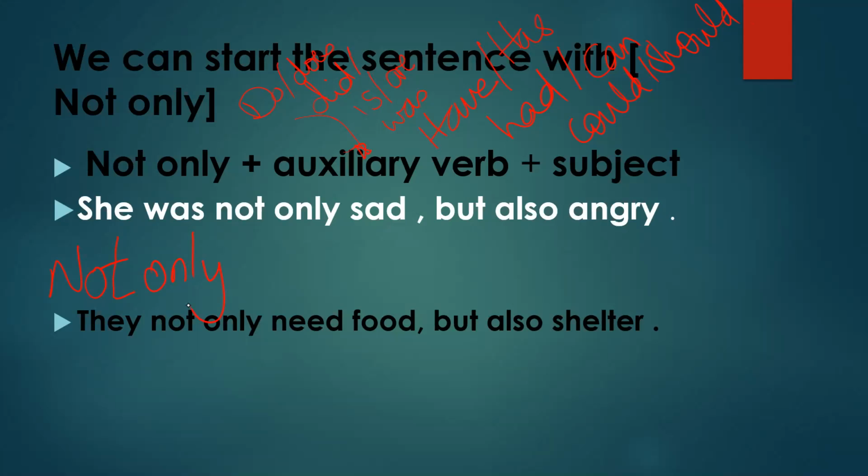So not only, as I said, should be followed by an auxiliary verb. So was here is an auxiliary. So not only was, and then the subject. So not only was she sad, comma, but also angry, and complete the sentence. Did you get it?